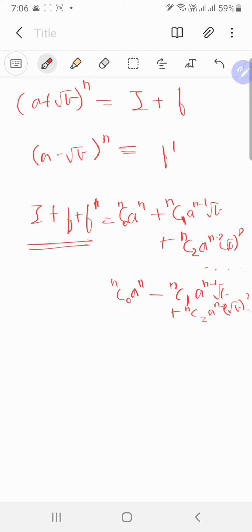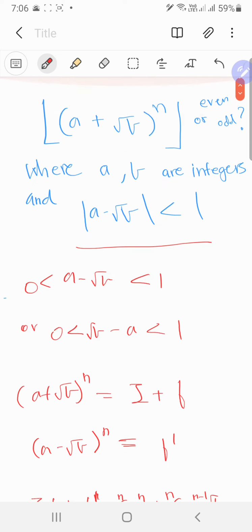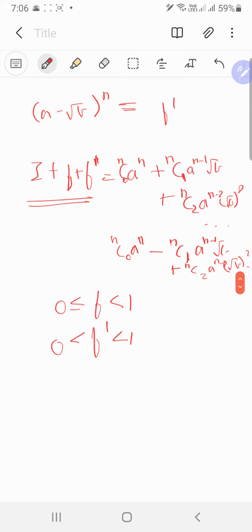So now we can use the inequalities. Like f is less than 1 and bigger than or equal to 0, and f dash is less than 1 and bigger than or equal to 0. Okay, so oh wait, f dash is actually bigger than 0, right? It's strictly bigger than 0 because it is positive. Cool. So if I just add these inequalities up, I should get f + f dash is less than 2 and bigger than 0.